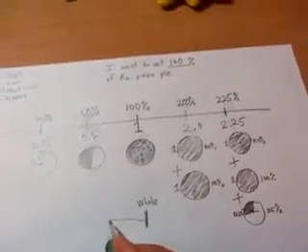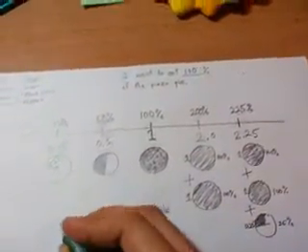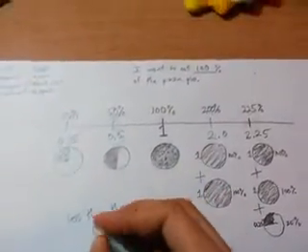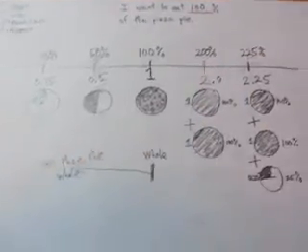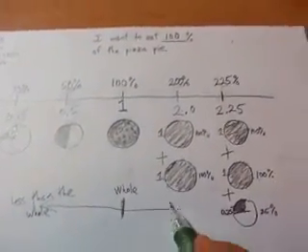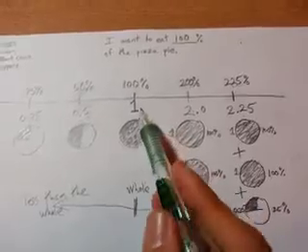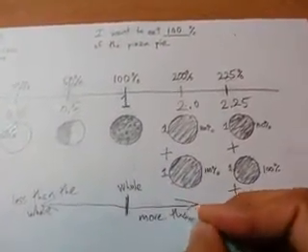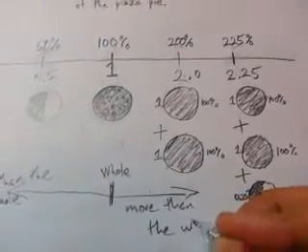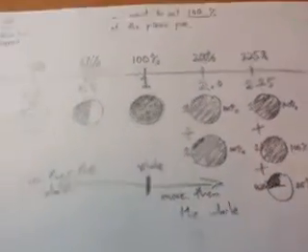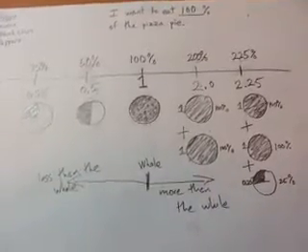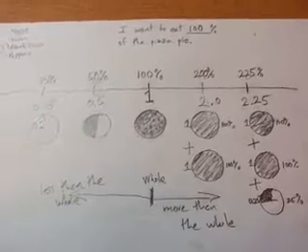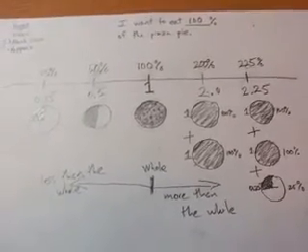If I go to the left, right, that means I have less than a whole. And I have less than the whole. But then over here, right, as I get larger than 1, that means I have more than the whole. Right, that's what that means. But then it gets a little bit more challenging. Please look at the next video.